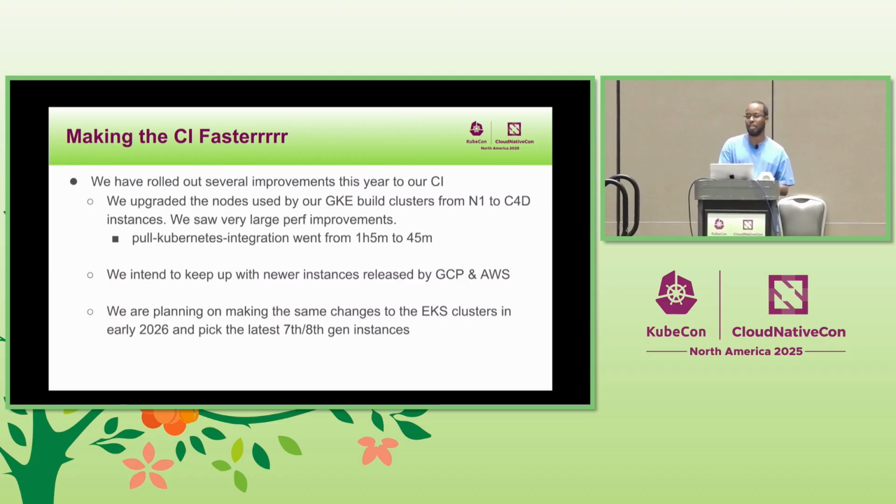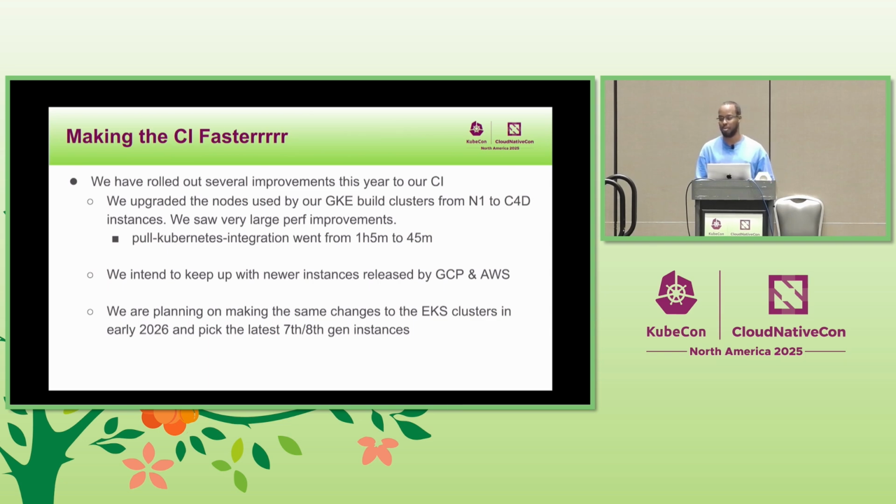This year, we finally decided to move away from N1 VMs. So if you're somebody who works in Google Cloud, these are the VMs that Google released in 2015, and we've been using them for almost 10 years. So this year, we're moving to the latest and the fastest VMs, and it's our plan to do that every year. So as Google releases new VM types, as well as AWS, we're going to migrate. And you can see the performance difference.